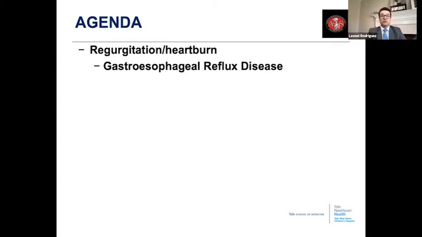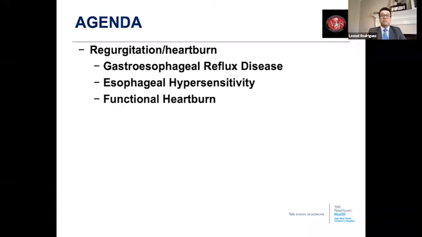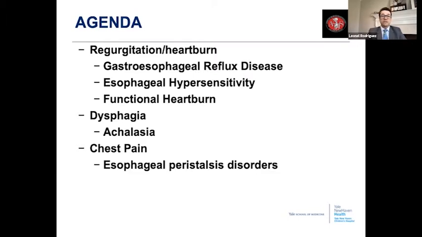Of note, we're going to discuss only those with common, typical symptoms, not those with extraesophageal manifestations, those with esophageal hypersensitivity and functional heartburn. We're going to discuss also those presenting primarily with dysphagia, which includes primarily achalasia, and we're going to briefly discuss others. And at last, we're going to talk about those presenting primarily with chest pain, which includes primarily disorders of the esophageal peristalsis, primarily hypercontractile esophagus and distal esophageal spasms.